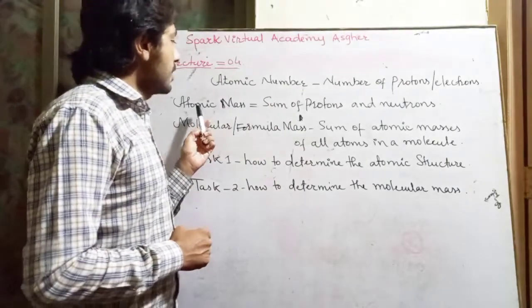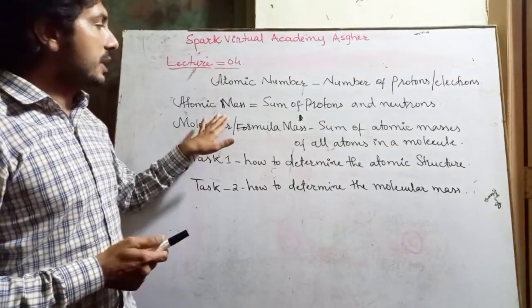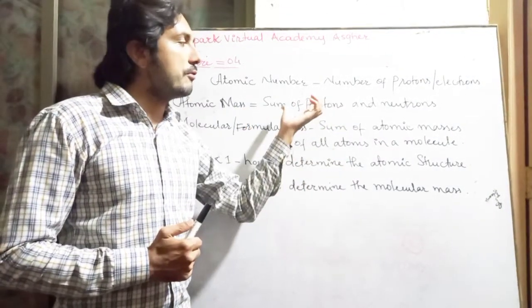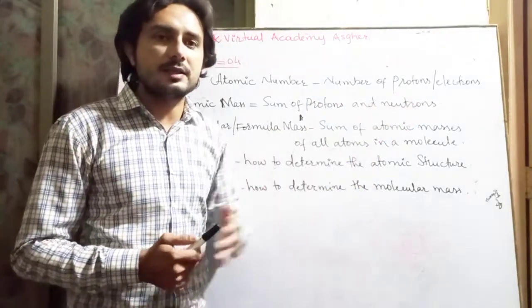However, if you talk about the atomic mass, it means the sum of protons and neutrons, or we can say the sum of electrons and neutrons, which are present in an atom.